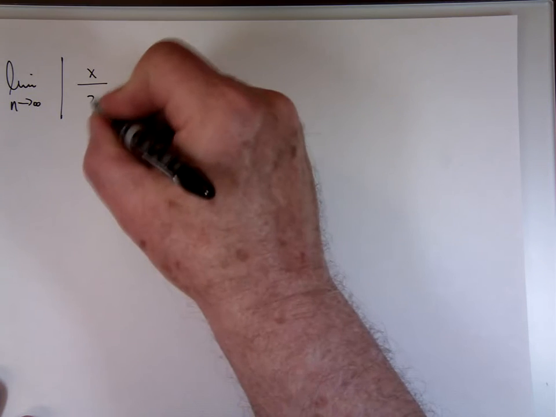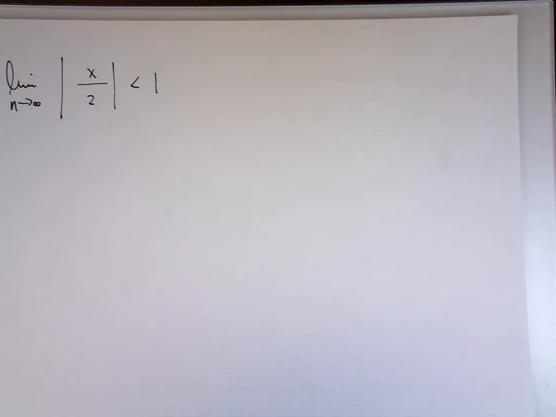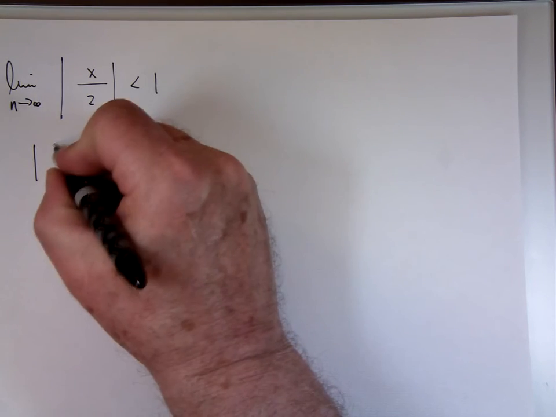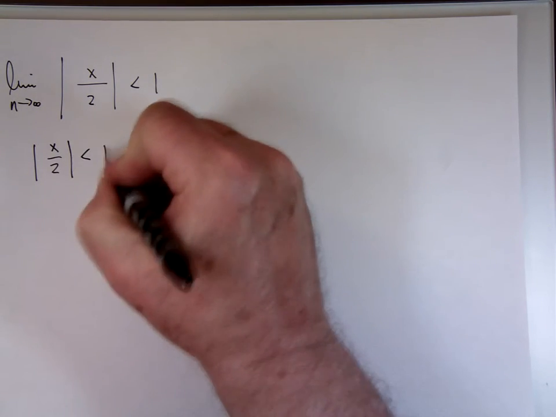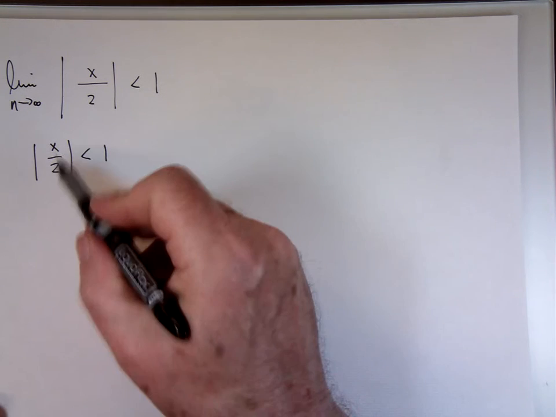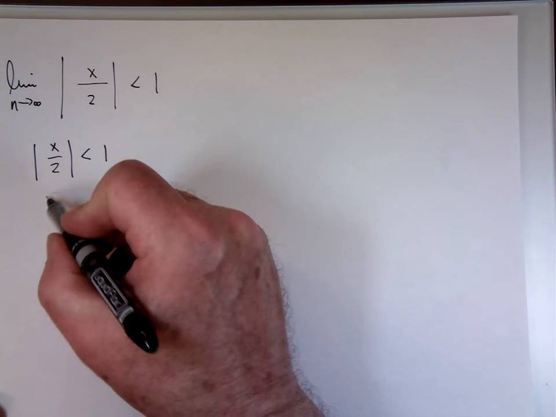Now, we're taking the limit as n goes to infinity. There's no n's here. Okay? What's that limit equal to? That limit is the absolute value of x over 2, since there's no n's. The absolute value of a quotient is the quotient of the absolute values. I can rewrite it this way, and I can take this 2 on the other side.